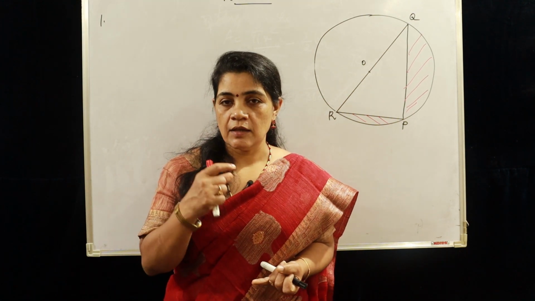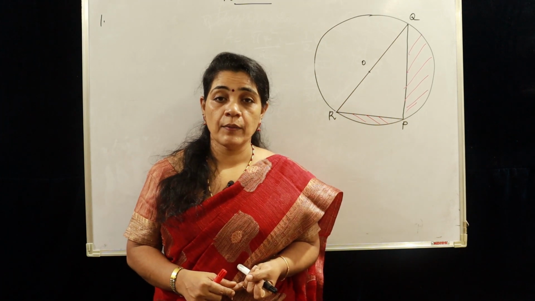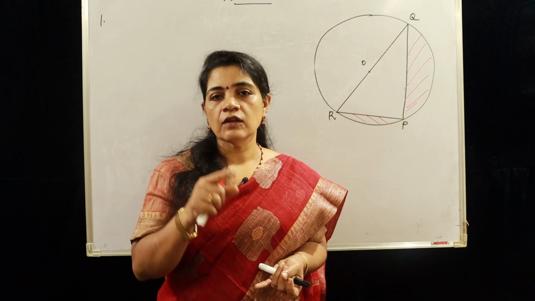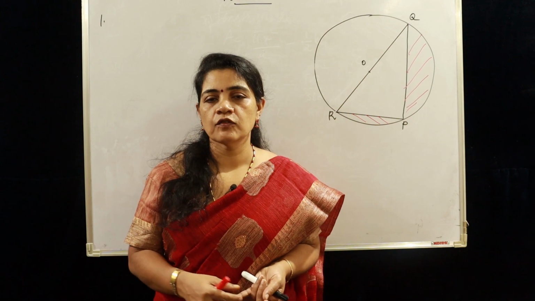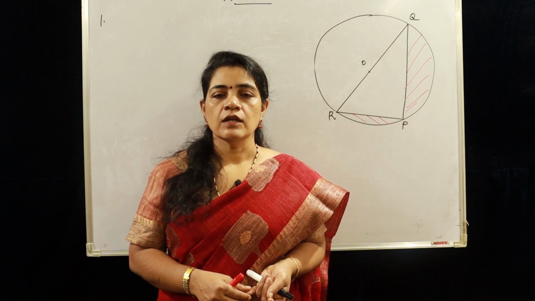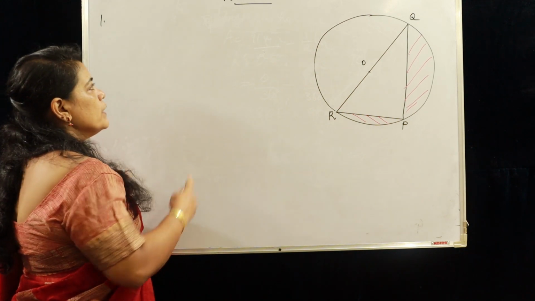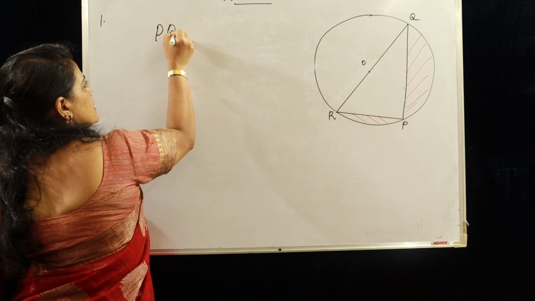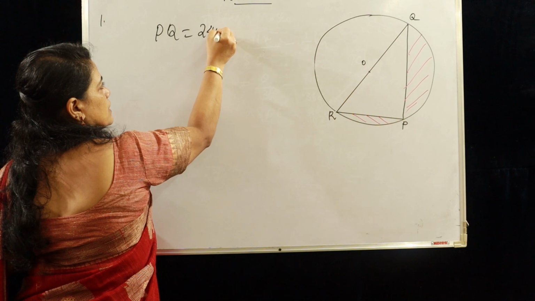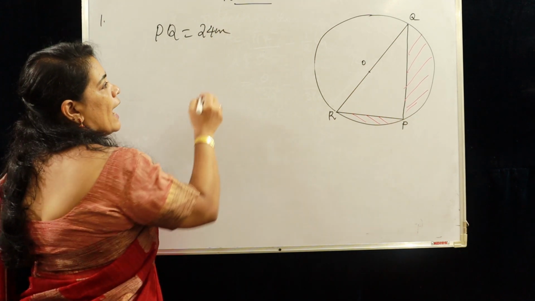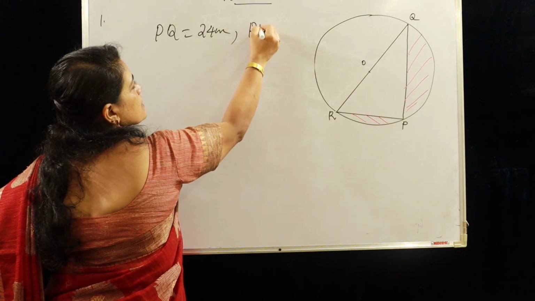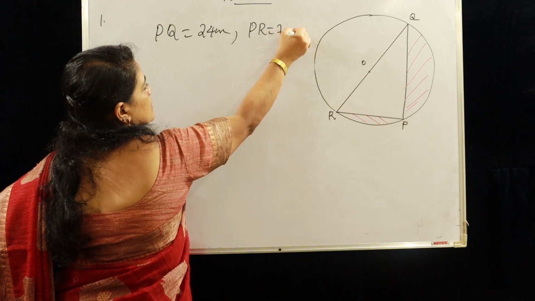That means semicircle area is pi r square by 2. So there we need r, that is half of the diameter. For that we are given the length of PQ as 24 centimeter, and PR is equal to 7 centimeter.